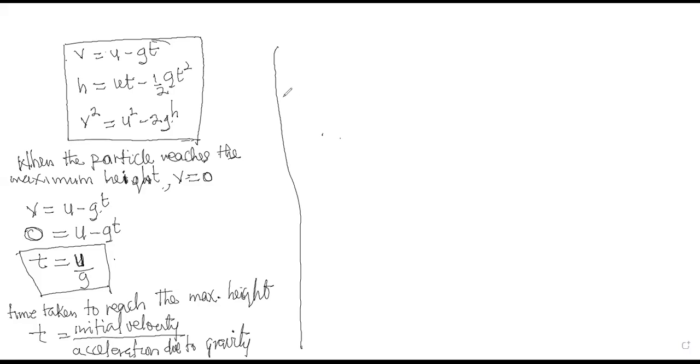Okay, so using equation 3, though we can use both equation 2 and 3, but let's use equation 3. V squared is equal to U squared minus 2GH. The body is at the maximum height. So at maximum height, we know V is equal to 0. So if V is 0, then 0 squared is the same 0.